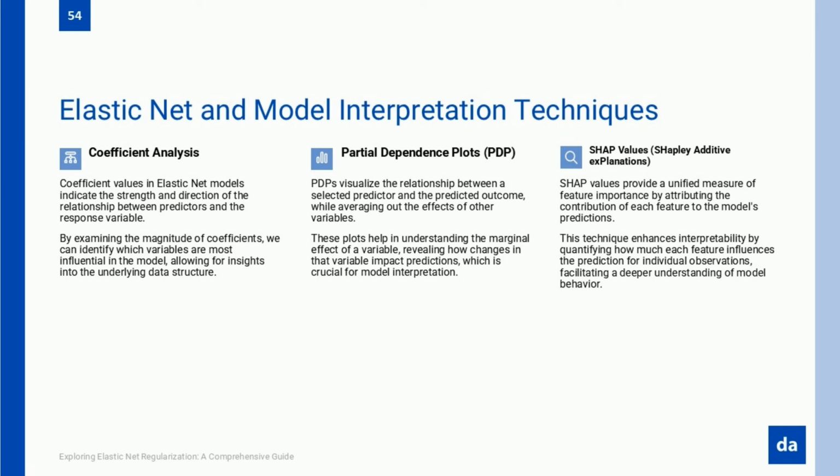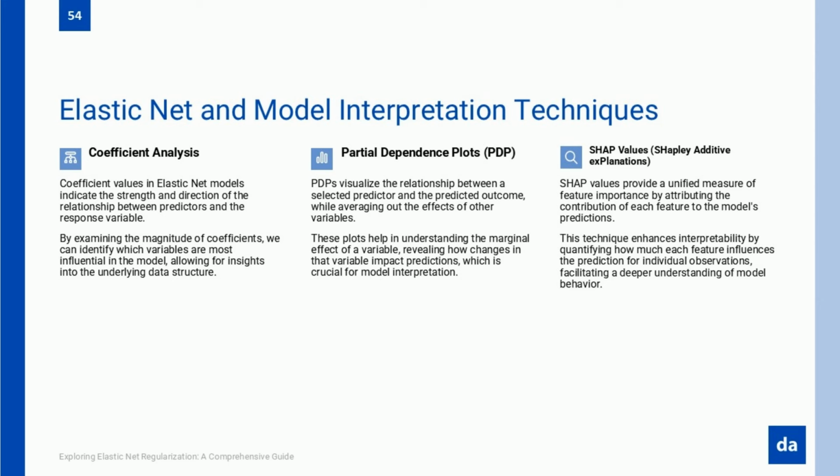To make Elastic Net models even more interpretable, we can use Shapley additive explanations, or SHAP, values, which break down the contribution of each feature to a specific prediction. Unlike standard coefficient analysis, SHAP values allow us to explain individual predictions, showing why the model made a certain decision for a given data point. This is especially useful in high-stakes applications like finance and healthcare, where understanding why a prediction was made is just as important as the prediction itself.